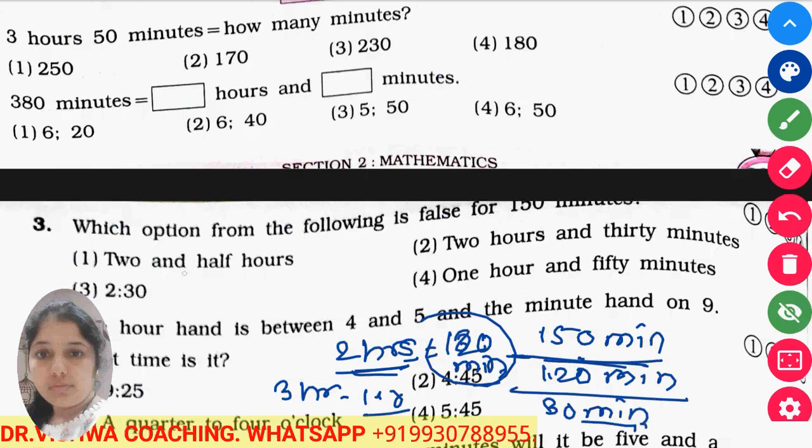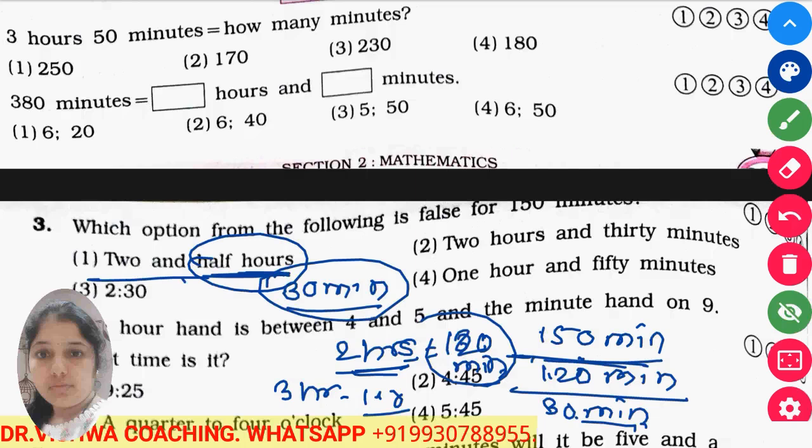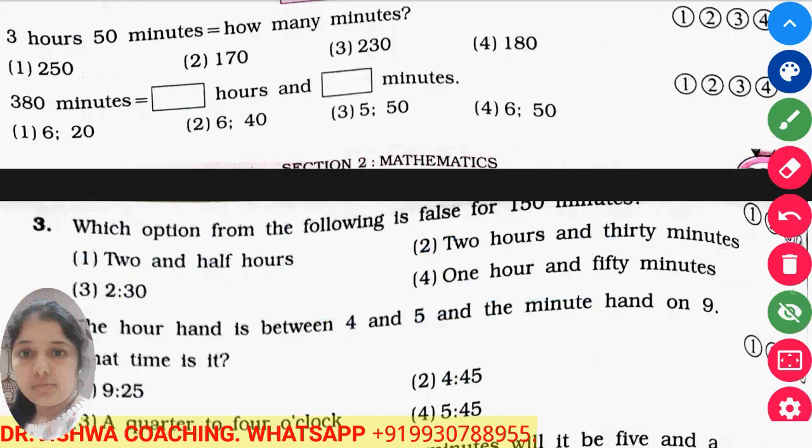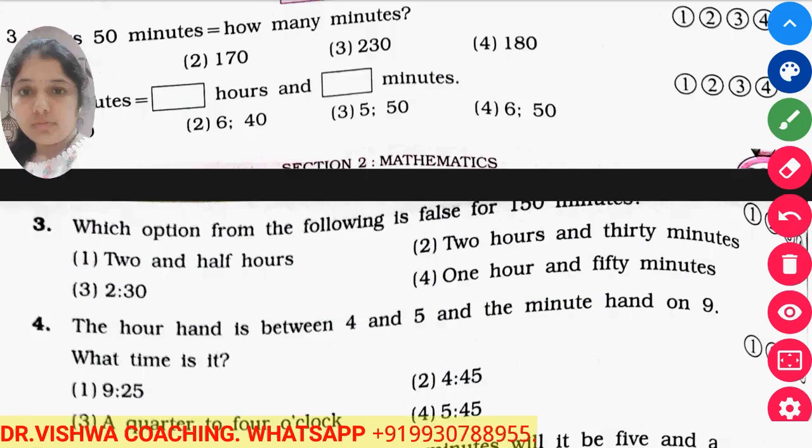Now see, where is such an option? 2 hours, half, and 2.5 hours. Half hour means 30 minutes. So again our answer is correct, 2 hours and 30 minutes. This is also a true statement. Third one is also true, 2:30. It is denoted like this only. And the fourth option is 1 hour and 50 minutes, and this is the false option. So we have to find the false option, so we have found it.